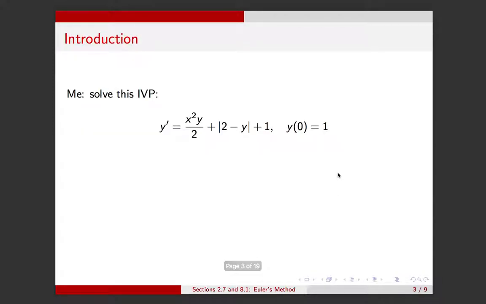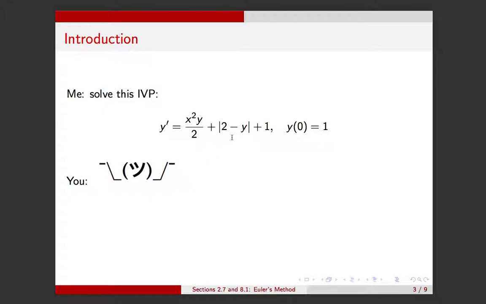Here's a more formal introduction. Suppose I come to you and say, I want you to solve this differential equation for me. Or actually, it's an initial value problem, because I tell you when x is 0, y is 1. Solve this initial value problem. What is your reaction to this command from me? Your reaction should be: I don't know how to solve this.